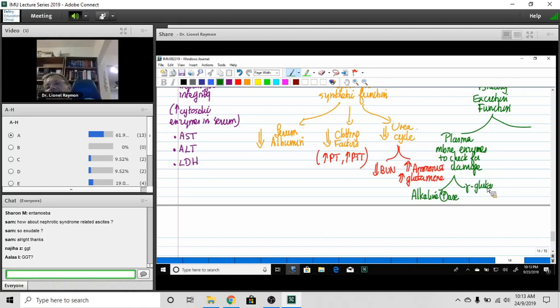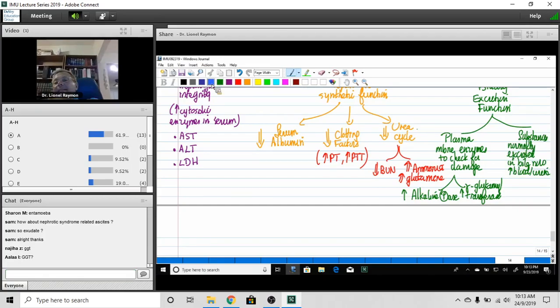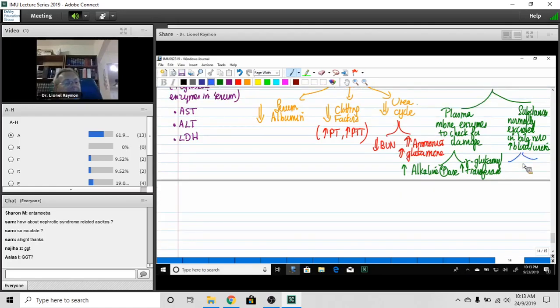Perfect. And these will be elevated, of course, in the serum. The other is to look for substances that are normally excreted through the bile, and now increased in blood and in urine of the patient. And certainly for the blood, that's where we're going to measure, again, two things right there. One is going to be serum bilirubin, and the other one is going to be serum bile acids.